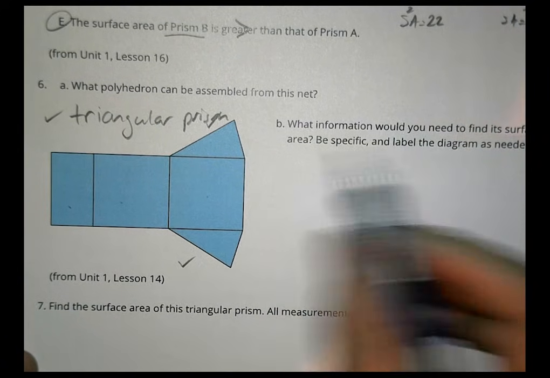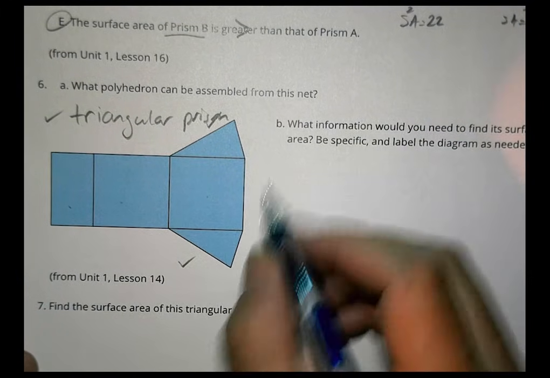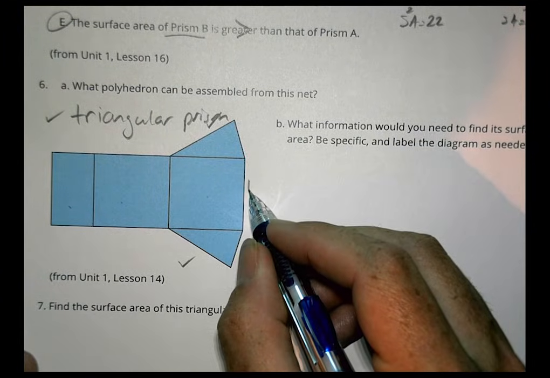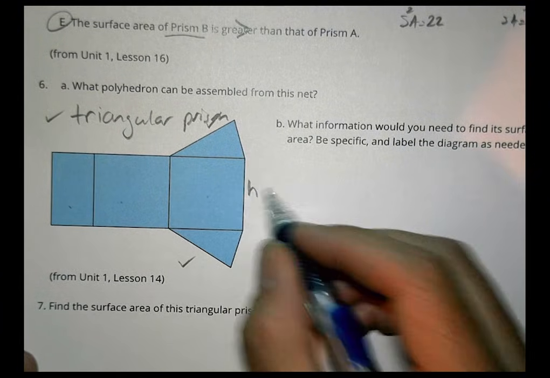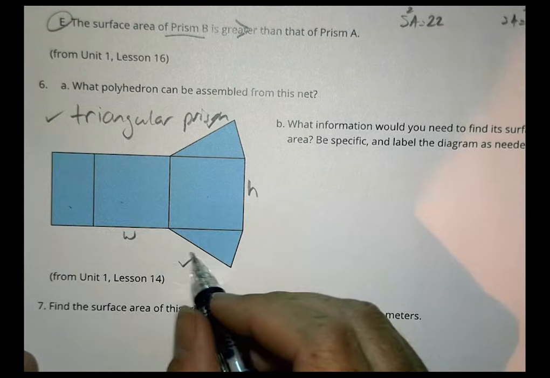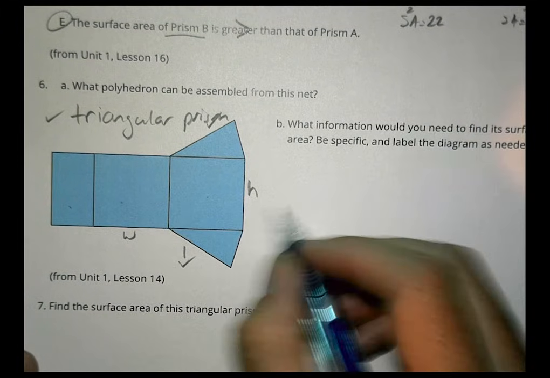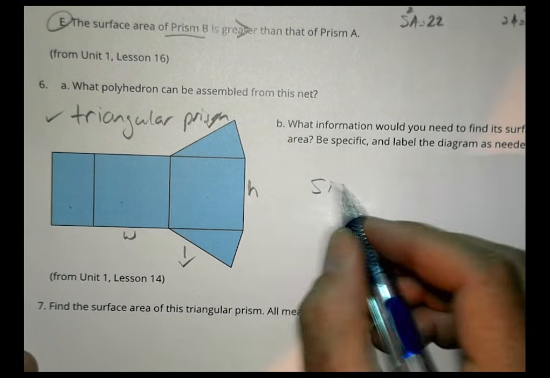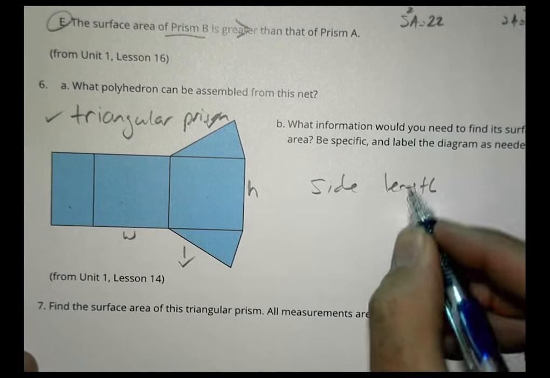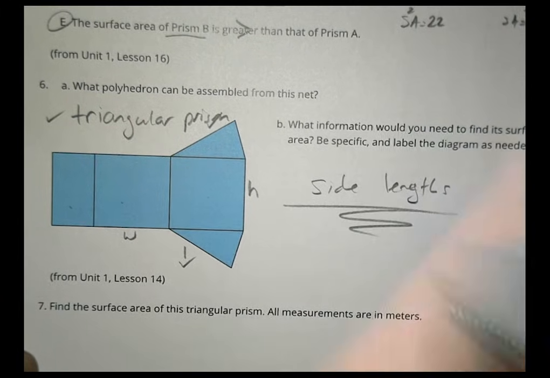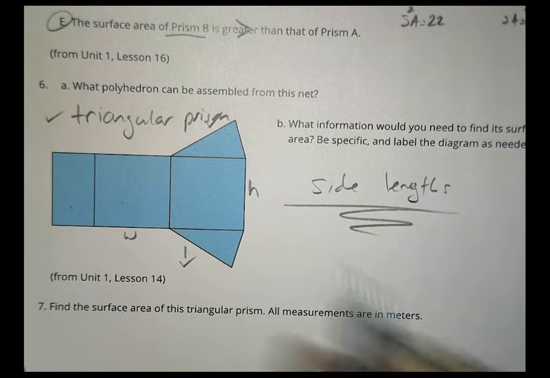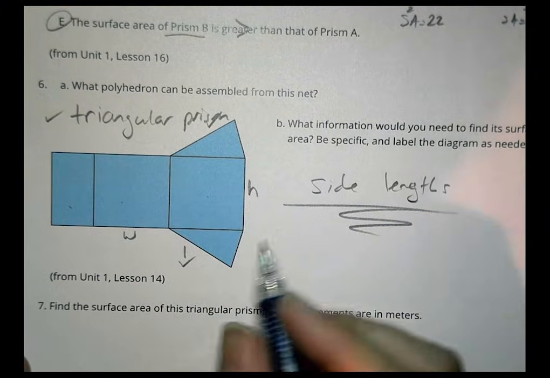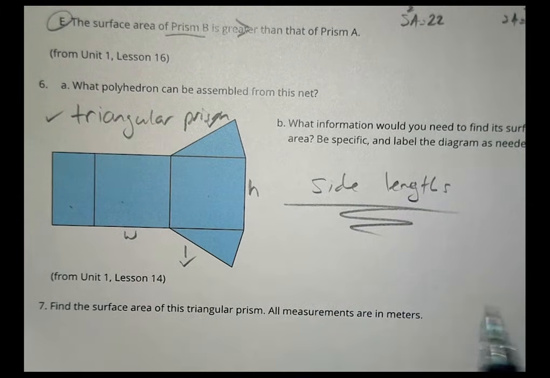So to find the surface area, we would need to know the height of this. We have to know some numbers, right? How high that is, how wide that is, this length here. We would have to know all of the side lengths. That's the big thing. We can't find the area if we don't know the side lengths. Impossible. So you'd want to label this up and say, what are all these side lengths here, to know what that surface area could be.